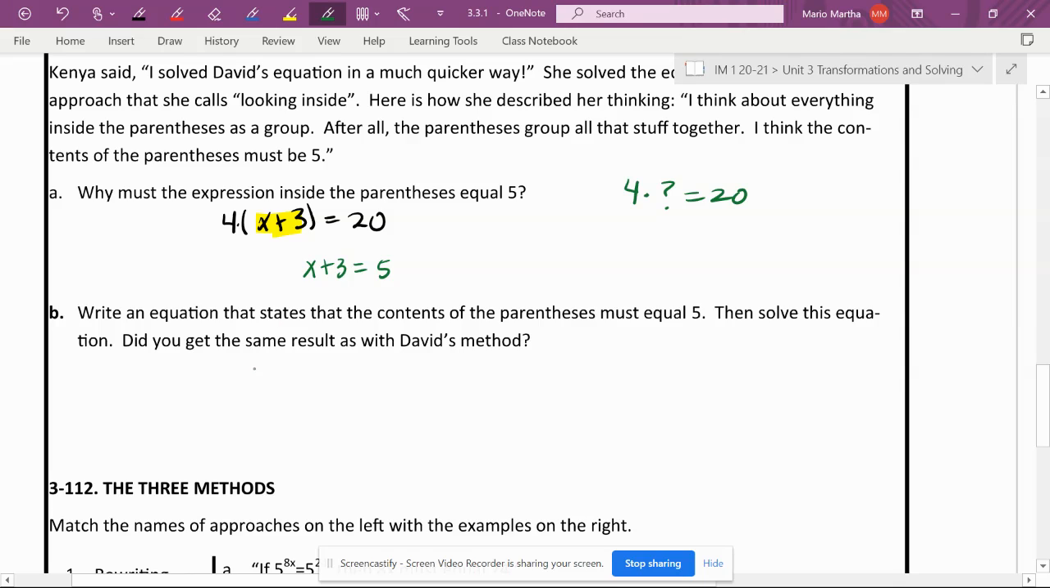So again, we rewrite it: x plus 3 equals 5. Subtract 3 from both sides, again a one step equation. So that's going to be x equals positive 2. And of course, we got the exact same answer. So yes, we got the same answer in 3 different ways.